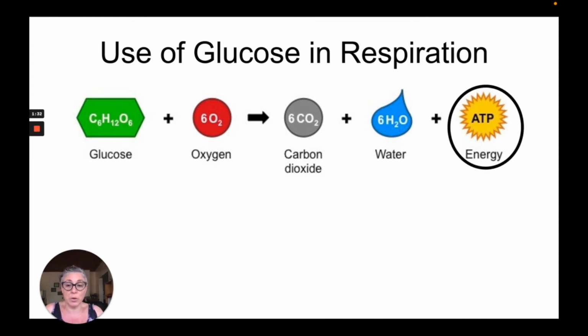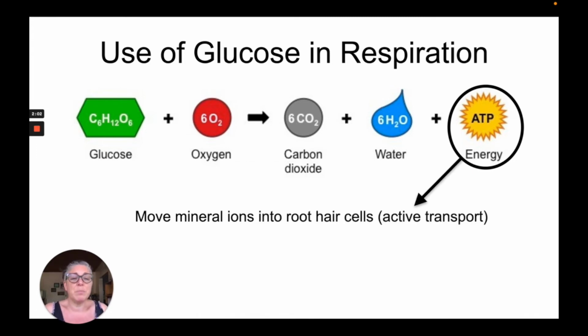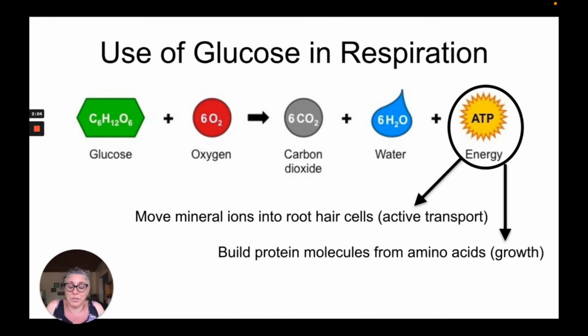And so the glucose, the chemical energy that's stored in the glucose, remember we talked about that in a previous video. So light energy in photosynthesis is converted into chemical energy stored in the glucose molecule. And through respiration, that energy is going to be released from the glucose molecule and created into this energy molecule, which is called ATP. You don't have to know what ATP stands for, just the letters are fine. And this ATP now can be used for a variety of different things in both plants and animals.